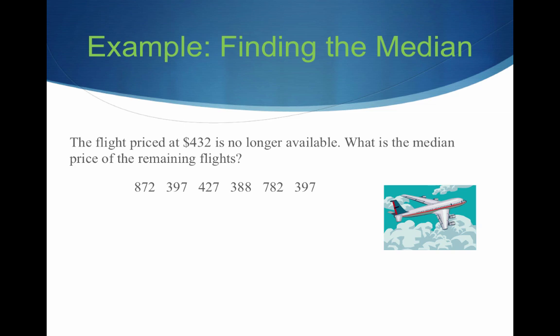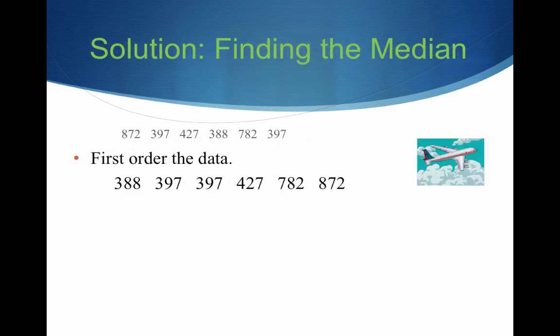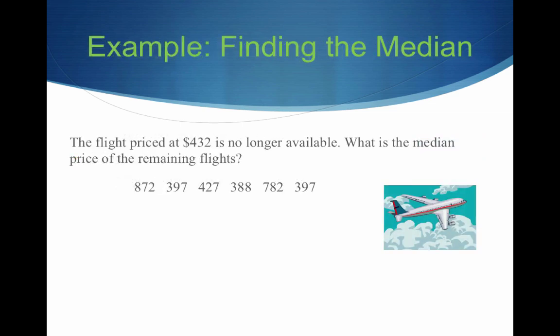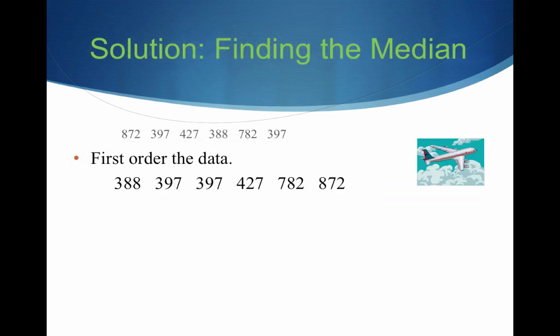Uh-oh. We found out that the flight priced at $432 is no longer available. So now we only have 6 possibilities. What is the median price of the remaining flights? Well, again, we're going to order our data, excluding the $432 flight option that's no longer available. So we order our 6 data entries.